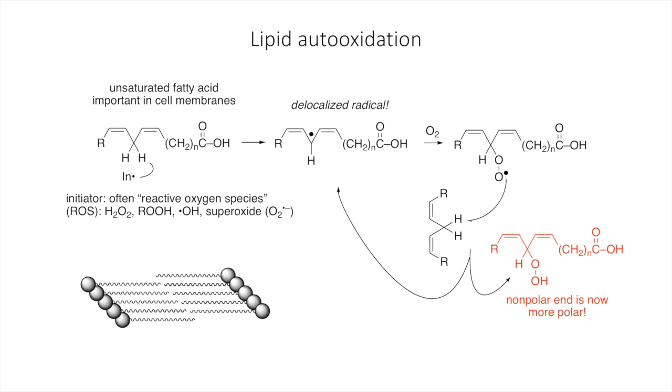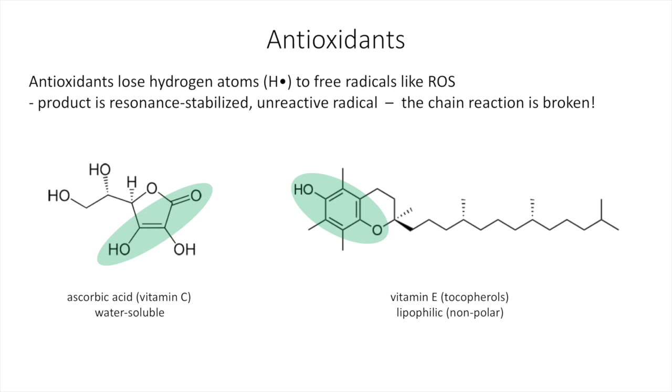These fatty acids are important in cell membranes. If you think about the structure of a cell membrane, you've got these nonpolar tails kind of self-organizing here, and you've got these polar heads over here. What happens when we do this autooxidation in the middle of a chain is that now we've got a polar part. And that polar part wants to migrate to be with the other polar parts. And that's going to really hurt the integrity of our cell membrane. So we would like to have some way to mitigate this kind of autooxidation.